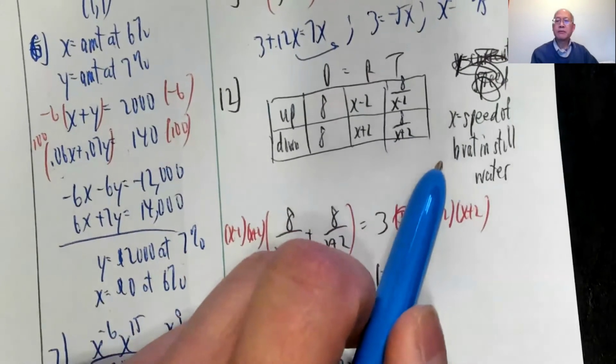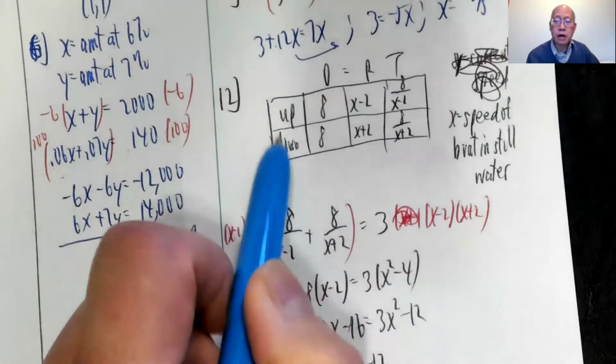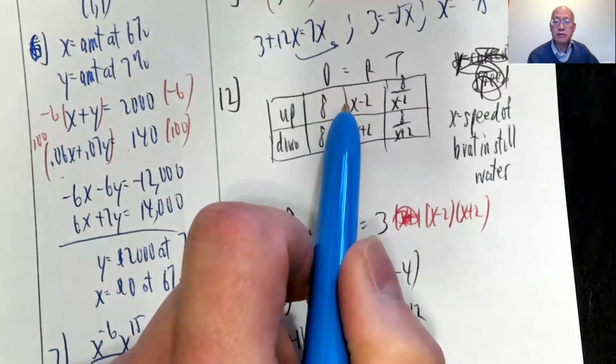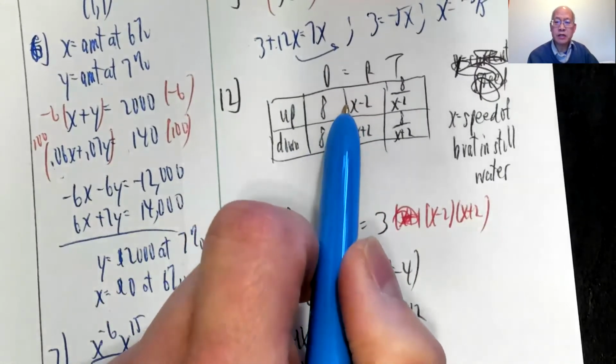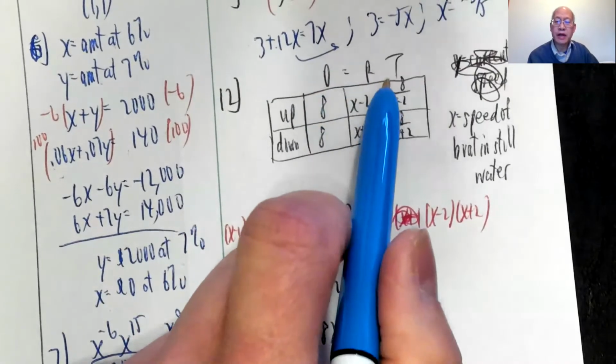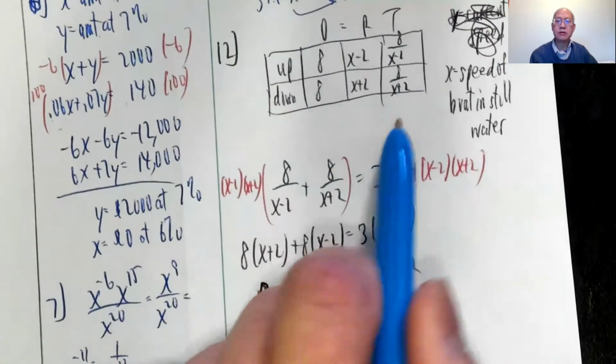Let x be the speed of the boat in still water. So our box looks like this. Distance is 8 miles. The rate upstream is x minus 2. Downstream is x plus 2. Time is distance divided by rate. So 8 over (x minus 2) plus 8 over (x plus 2). Add them up, you get 3.